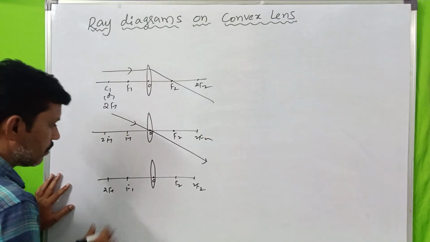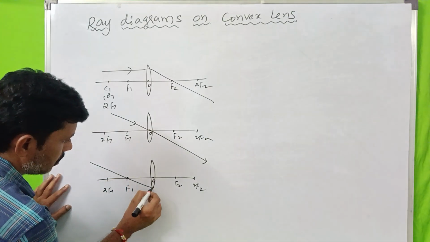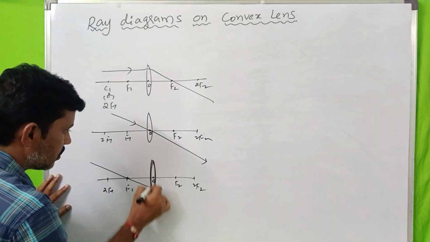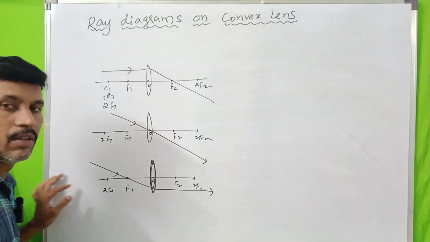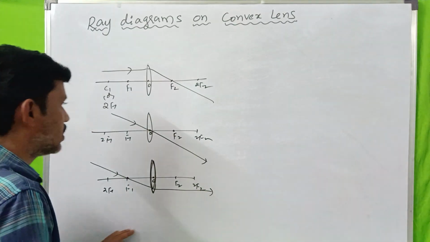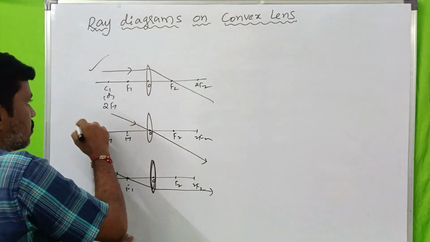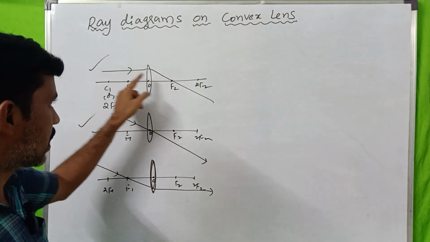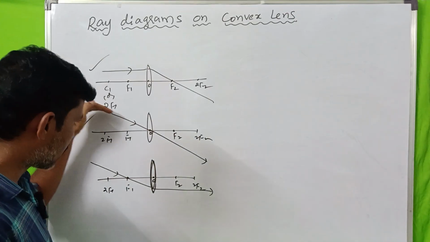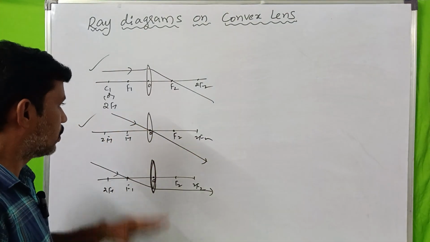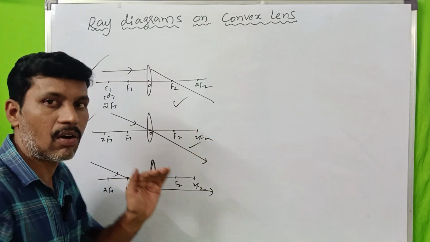Now if any ray passes through the focus point, for example this one, and is incident on the lens, then after refraction it is parallel to the principal axis. These are the three rules to draw the ray diagrams. We mostly use two: the first ray is parallel and after refraction passes through the focus point, and the second ray passes through the optic center, which is undeviated. We use these two rules to draw all the cases.